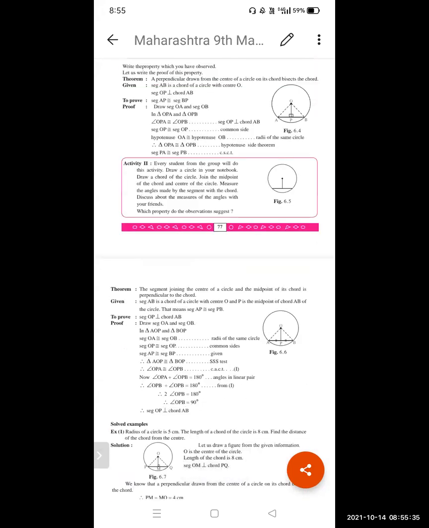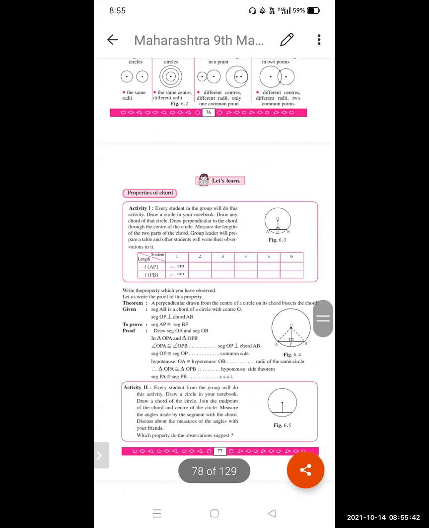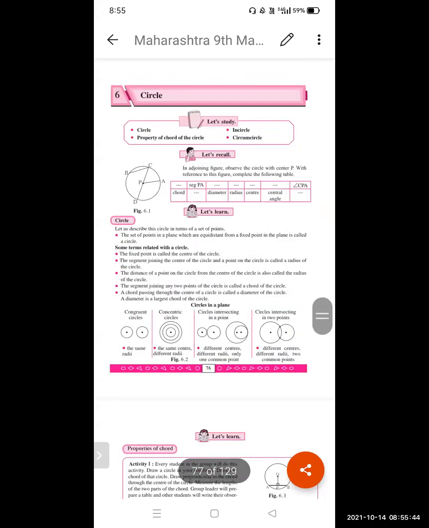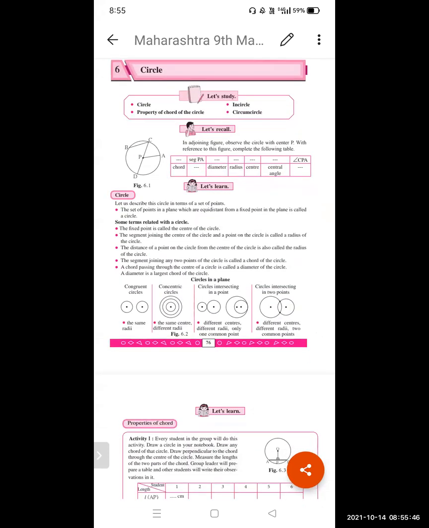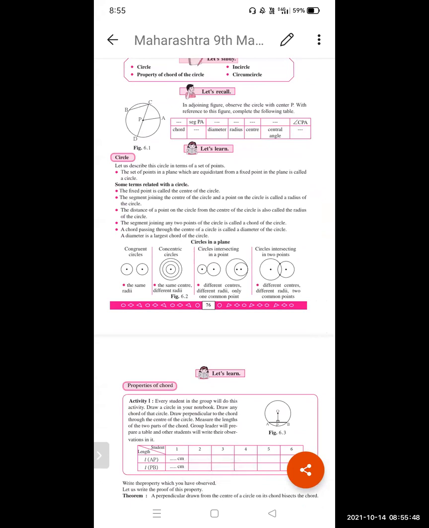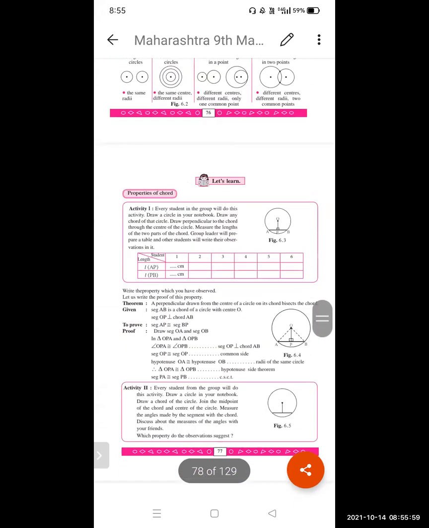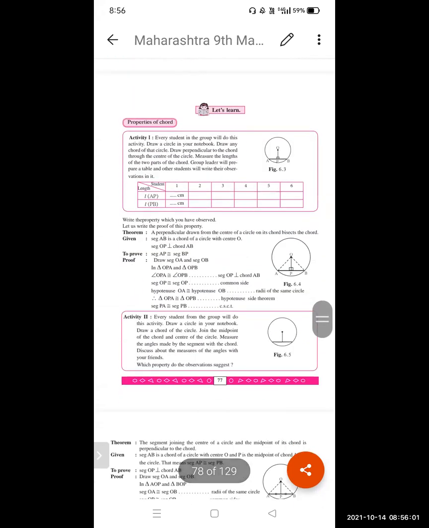I welcome you all for the class as we were learning the sixth chapter, that is the circles from Maths 2. So in this chapter, what have we learned? We have learned some of the basic points related to the circles, or we can say we have learned the parts of the circle. And after that, we have learned the properties of the chord. In that, we have learned two theorems.